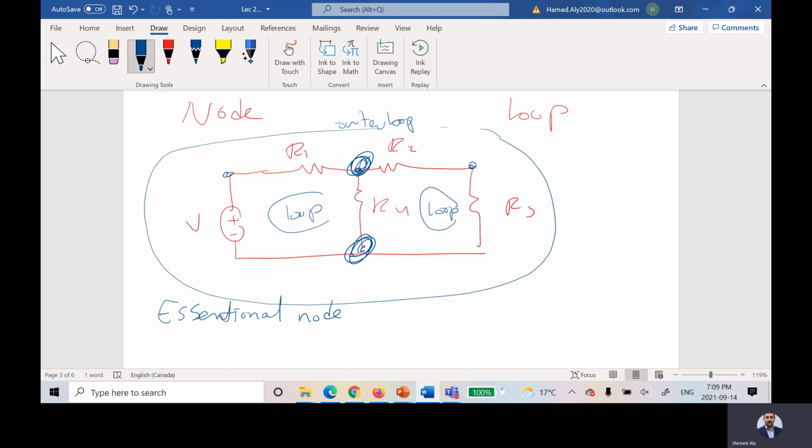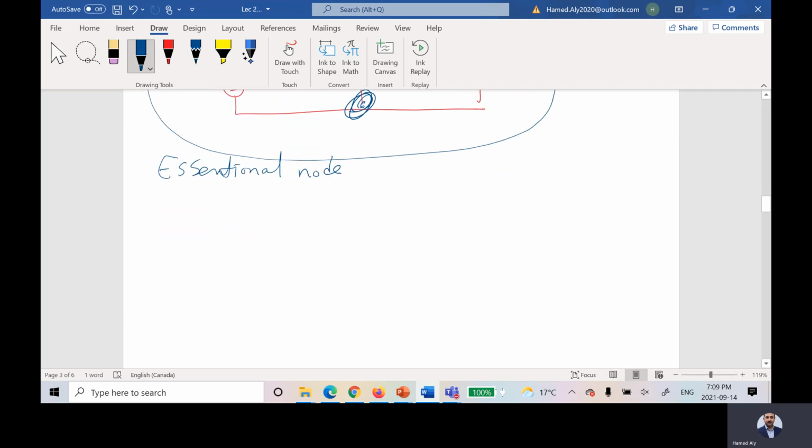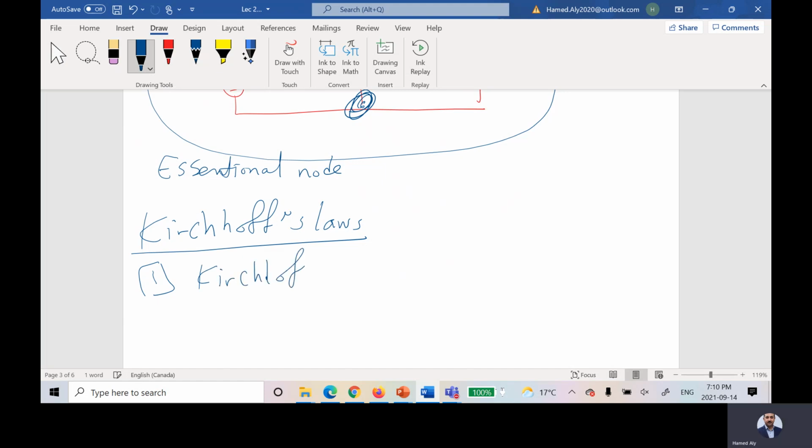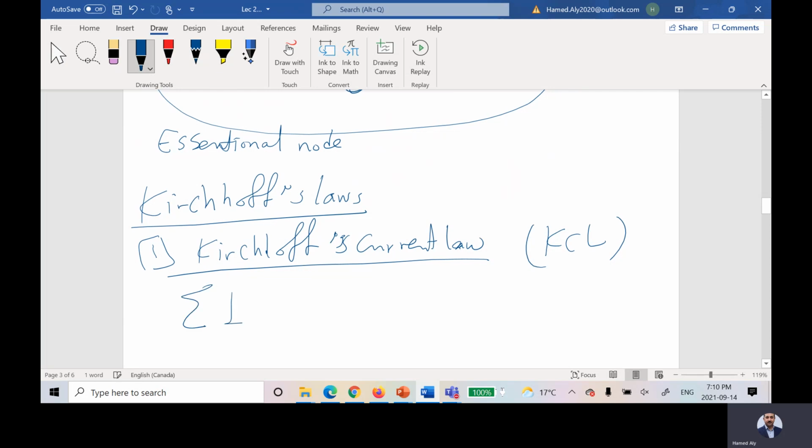So, based on that, Kirchhoff stated two different laws. Let us talk about Kirchhoff's laws. Sometimes we call these the laws of connections. Let us talk about the first law, which is Kirchhoff's current law. Sometimes we call it KCL. Kirchhoff said the summation of the currents is equal to 0 for any node. This is the first law, which is KCL.